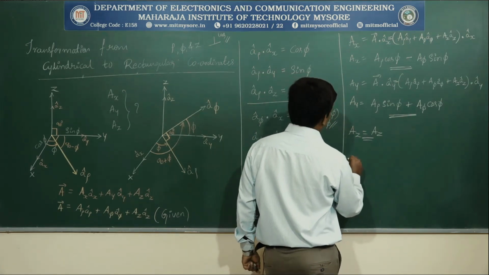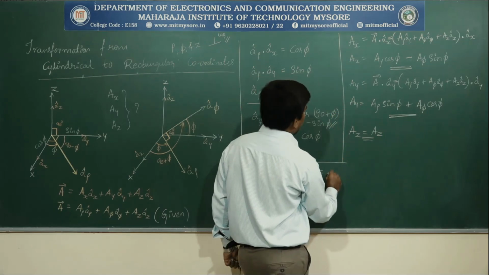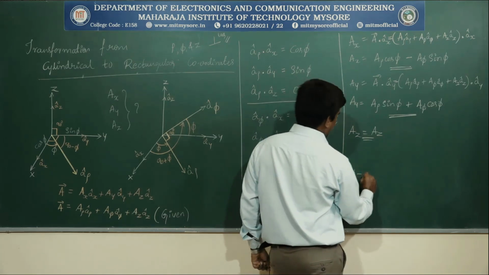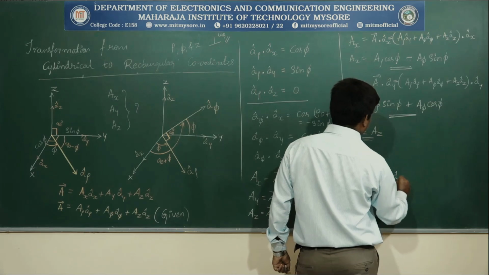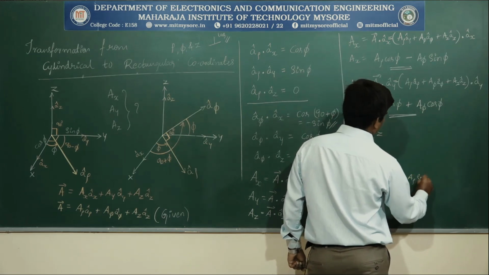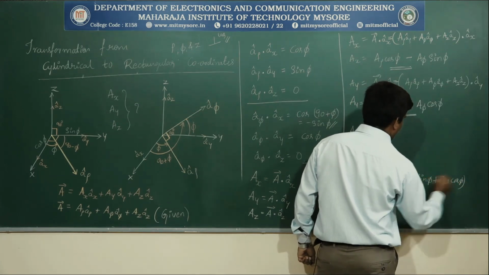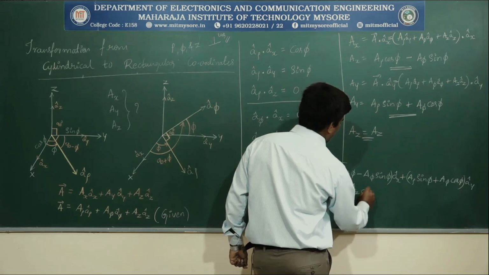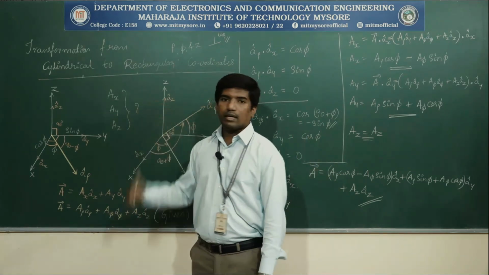Now, if I rewrite the equation for A in terms of Ax, that is A rho cos phi minus A phi sin phi, a cap x, plus Ay. What is Ay? Ay is A rho sin phi plus A phi cos phi, a cap y, plus Az into a cap z. This is the conversion from cylindrical to rectangular coordinate system.